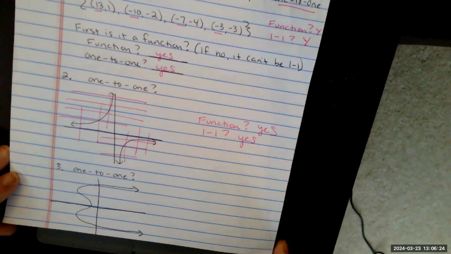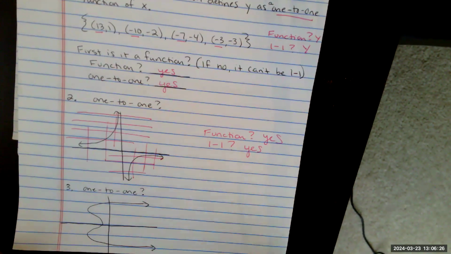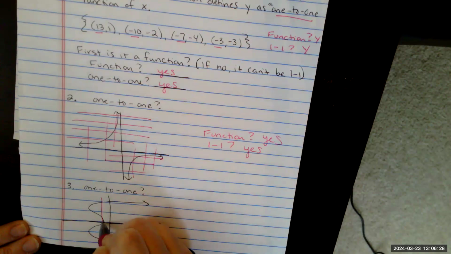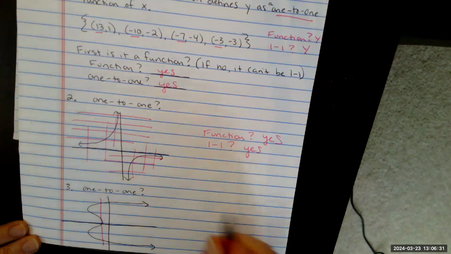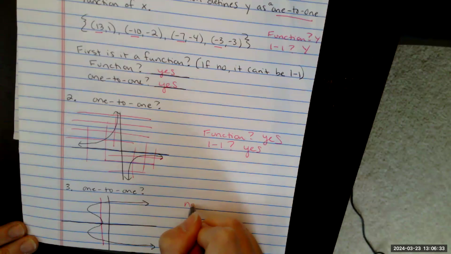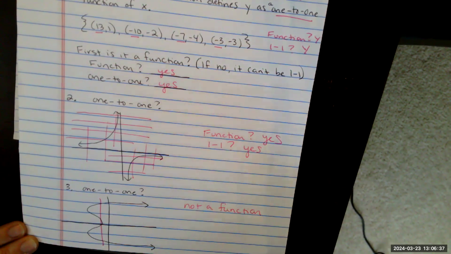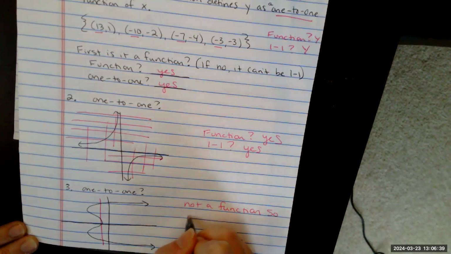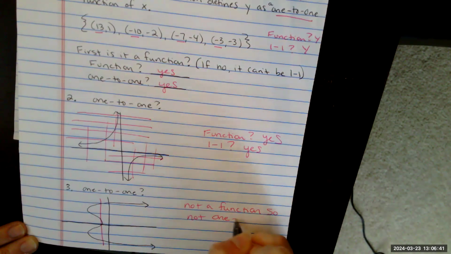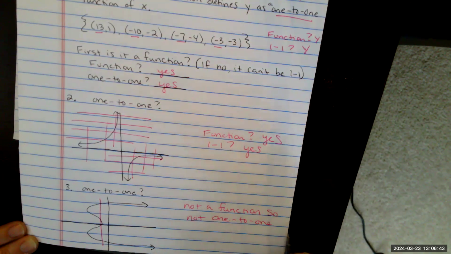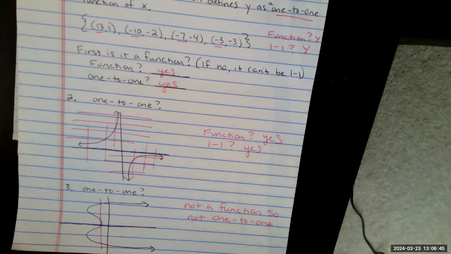So now how about this one? If I was trying to do this one, I'd first decide if it was a function. Right away, I can see that it is not a function. So I do not need to even think about it being one-to-one. It has to be a function to be one-to-one.